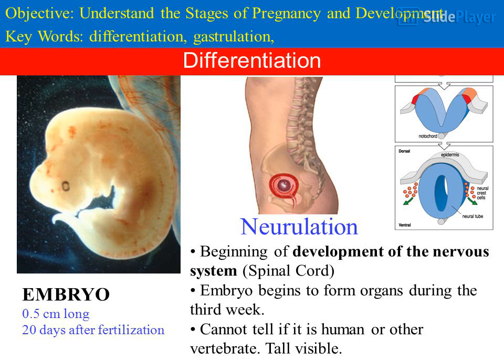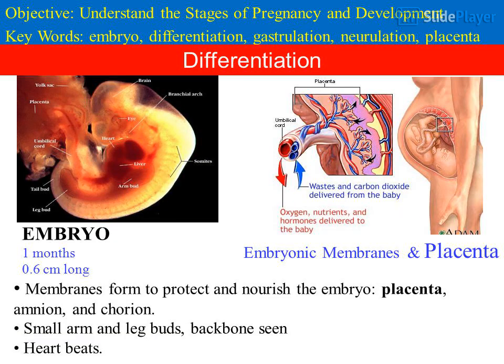Differentiation. Neurulation. Beginning of development of the nervous system, spinal cord. Embryo begins to form organs during the 3rd week. Cannot tell if it is human or other vertebrate. Tail visible. Embryo. Half a centimeter long. 20 days after fertilization. Differentiation. Embryo.